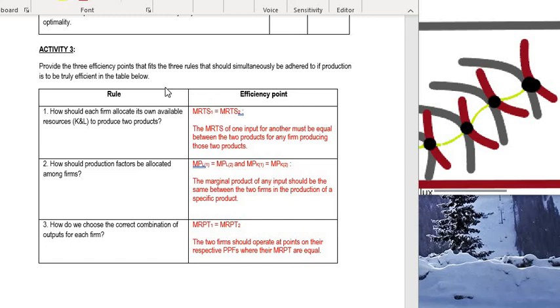And then lastly is how do we choose the correct combination of outputs for each firm? The marginal rate of product transformation in firm 1 should be equal to the marginal rate of product transformation in firm 2. So basically the key here is just to be able to identify what we're dealing with. Are we dealing with allocating to the production of two products? Are we dealing with allocating to production between two firms, or are we dealing with production of two products, like the quantity that should be produced? I hope that makes sense.